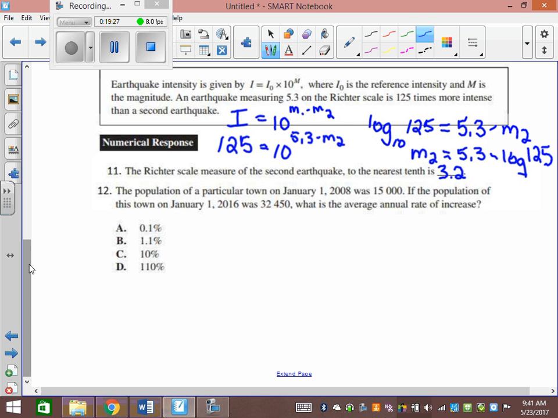The population of a particular town on January 1st, 2008 was 15,000. The population of the town on January 1st, 2016 was 32,450. What's the annual rate of increase? So, initial, 15,000. Final, 32,450. It doesn't say compounding in it, so it's not a compound interest question with the CP. It doesn't say a half-life, doubling, tripling time, so it's not one of those. So it's just the 1 plus or the 1 minus, right? In this case, it's annual rate of increase, so it's going to be 1 plus I. How many years? 8.